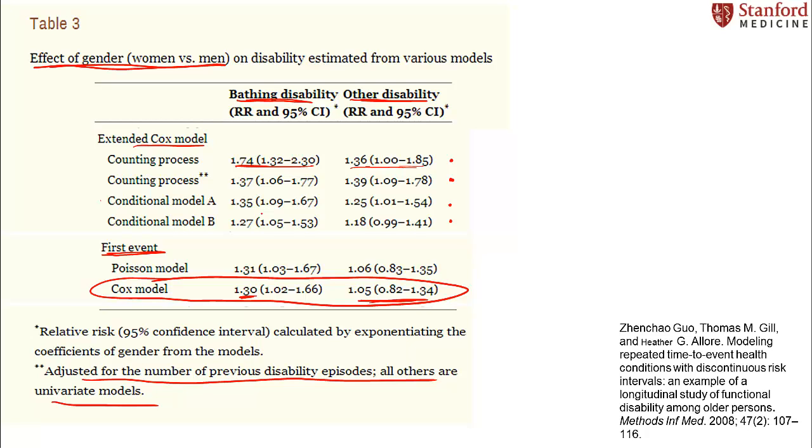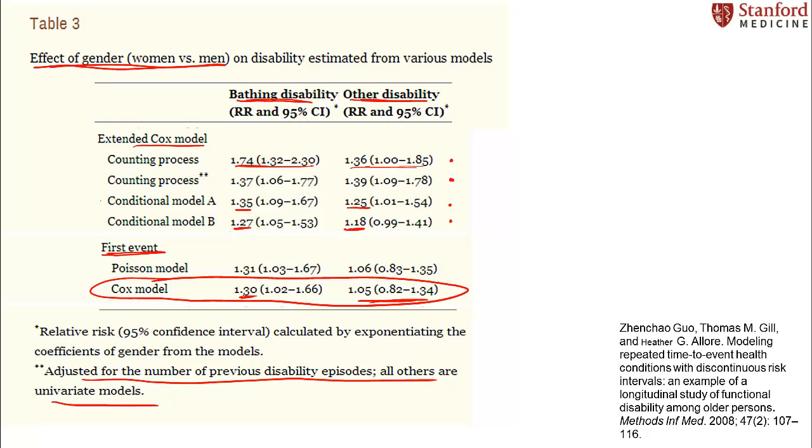So for conditional model A, when we stratify on event number, we get a hazard ratio of 1.35 and slightly lower for other disability, 1.25. And when you do time since last event, it attenuates just a little bit, 1.27 and 1.18. But you can see that they're all relatively within the same ballpark.